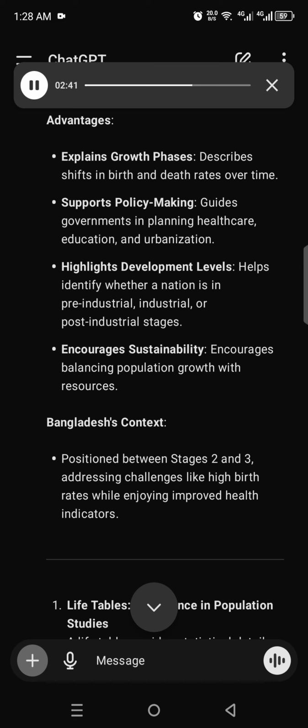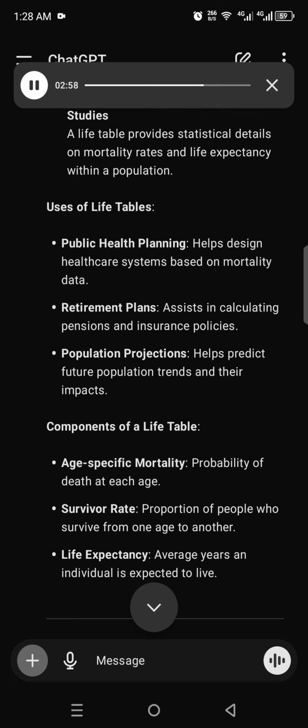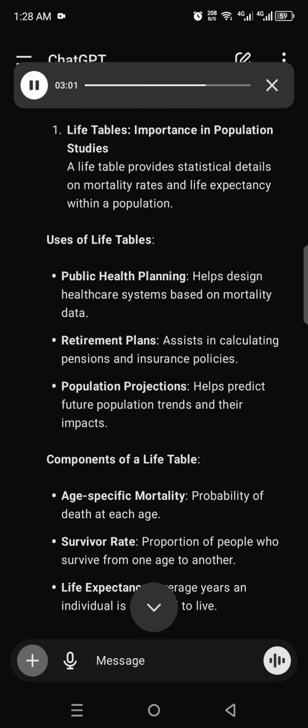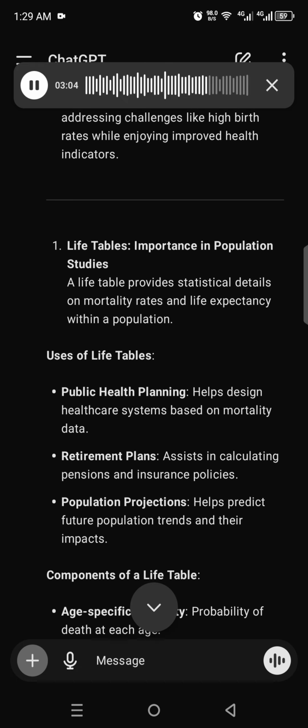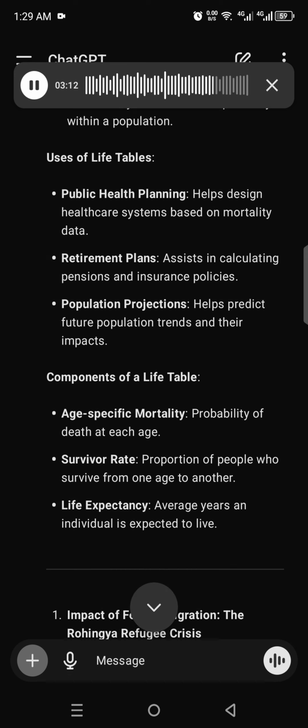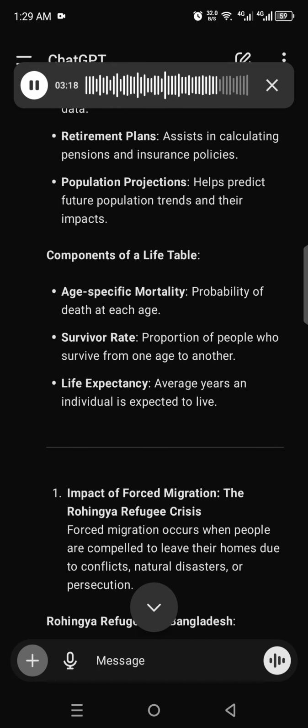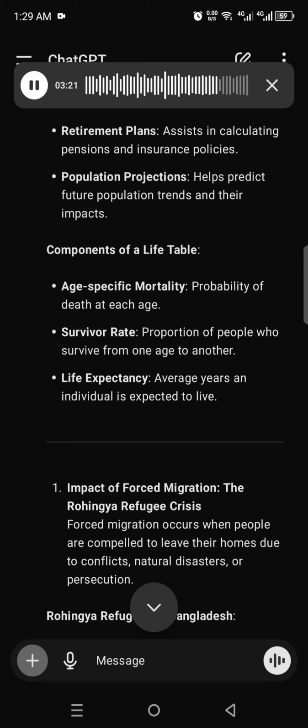19. Life tables. Importance in population studies. A life table provides statistical details on mortality rates and life expectancy within a population. Uses of life tables. Public health planning helps design healthcare systems based on mortality data. Retirement plans assists in calculating pensions and insurance policies. Population projections helps predict future population trends and their impacts. Components of a life table: age-specific mortality, probability of death at each age; survivor rate, proportion of people who survive from one age to another; life expectancy, average years an individual is expected to live.